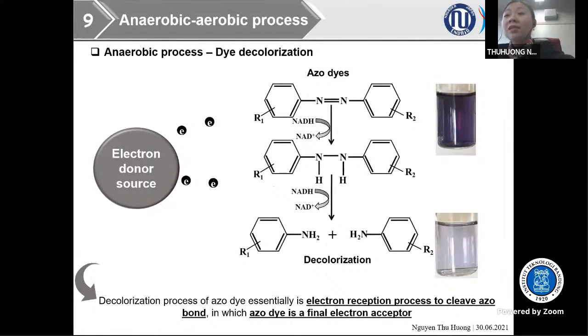In more detail, the decolorization process is the azo bond cleavage process, which involves the transfer of 4 electrons to the azo bond. In other words, the decolorization process of azo dye is essentially an electron reception process in which azo dye is a final electron acceptor, and the main source of electron donor for this reduction is from the decomposition process of another organic compound, called auxiliary substrate, in dyeing wastewater, which can be starch degradation, for example.